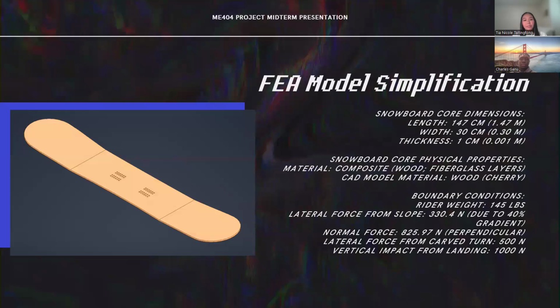So for our simplified FEA model, it was modeled in Inventor. The picture on the left shows the core layer of the snowboard, which is wood. For the dimensions, we decided to use a 147 centimeter snowboard, with a width of 30 centimeters and a thickness of 1 centimeter. The snowboard core physical properties, as I said, is a composite of wood and fiberglass. For the CAD model, we decided to use cherry wood since there was no fiberglass composite material to use.